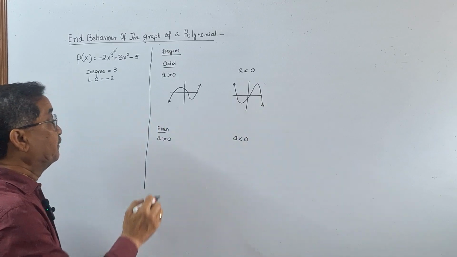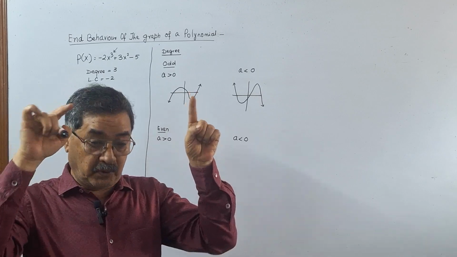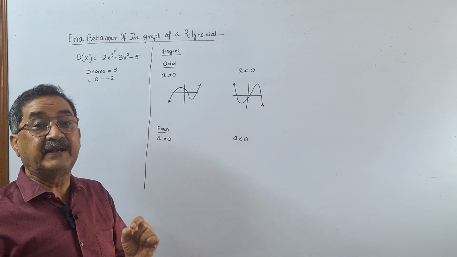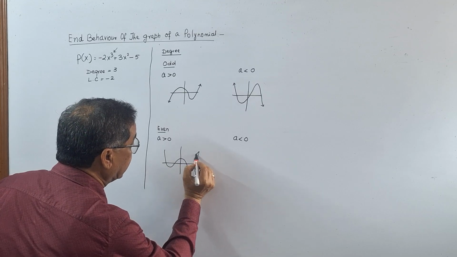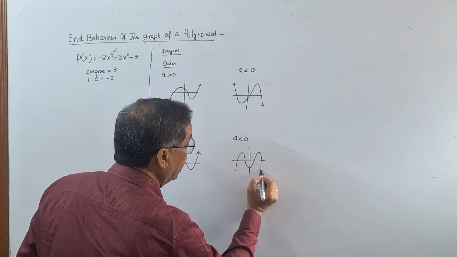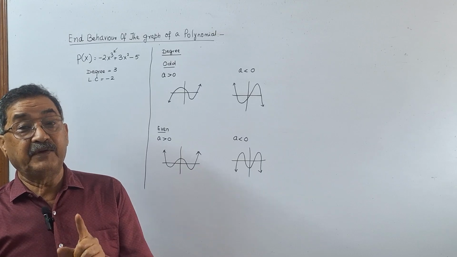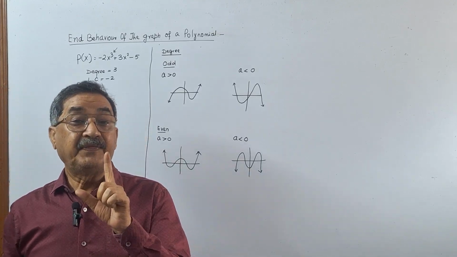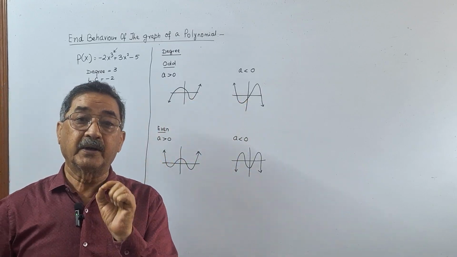Similarly, when the degree is even, either both ends will go up or both the ends will come down. For the leading coefficient, when it is positive, that is when it is greater than 0, the graph will look something like this. And for the leading coefficient less than 0, the graph will look like this. So, whenever you have to study the end behavior of a polynomial, you need to study the degree and the leading coefficient, and then accordingly you have to decide on what graph it will look like.